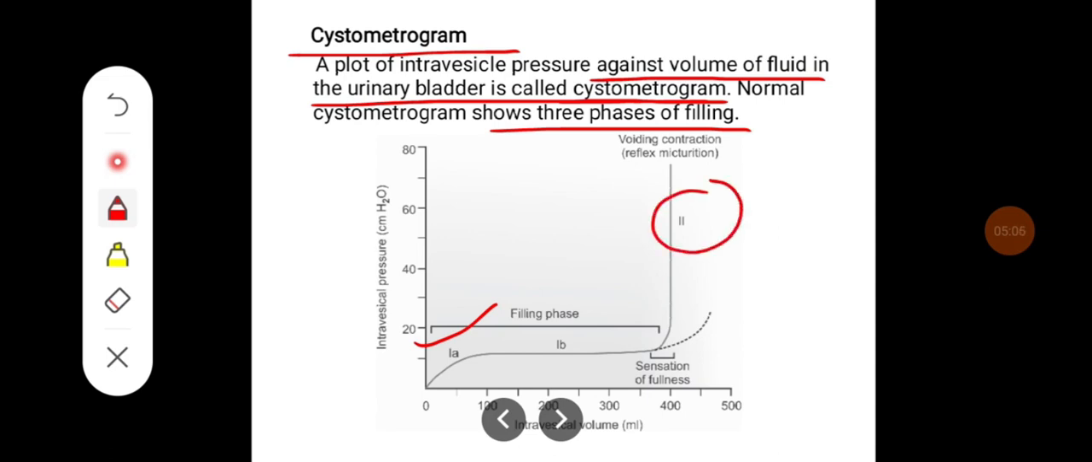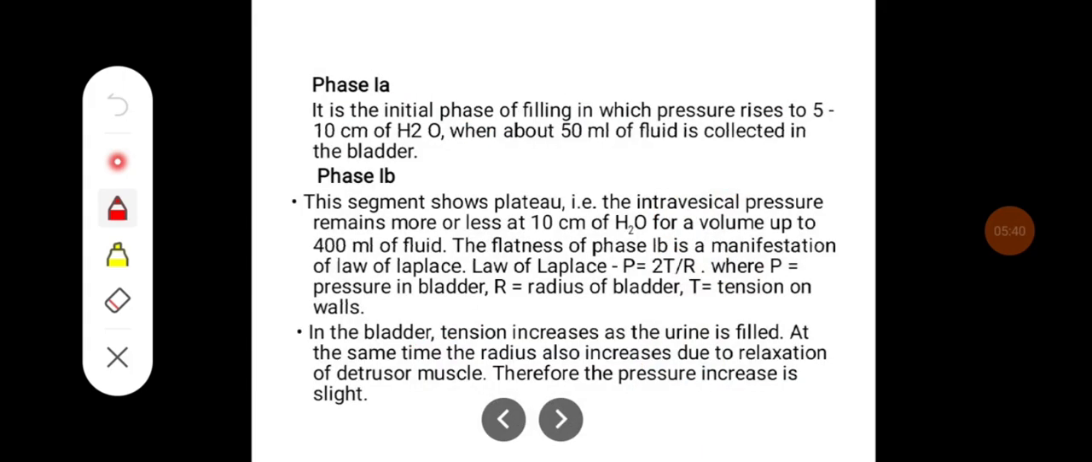In phase 1a, the intravesical pressure increases as the intravesical volume increases. Then in phase 1b, the pressure remains constant. There will be a plateau until the volume reaches up to 400 ml, from where the intravesical pressure increases tremendously, and that leads to widening of the urine. That is, it initiates the micturition reflex.